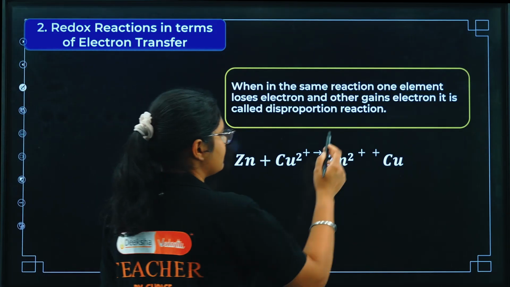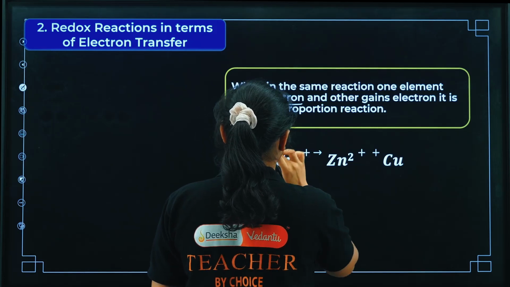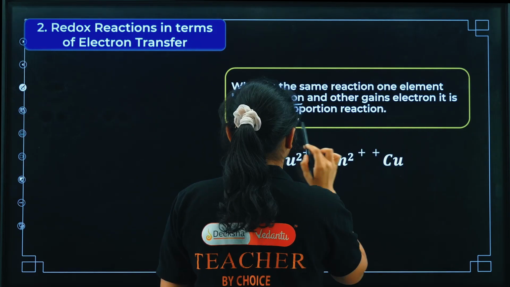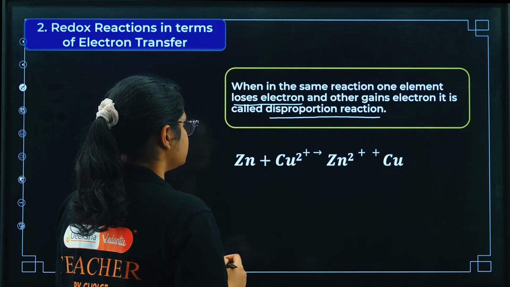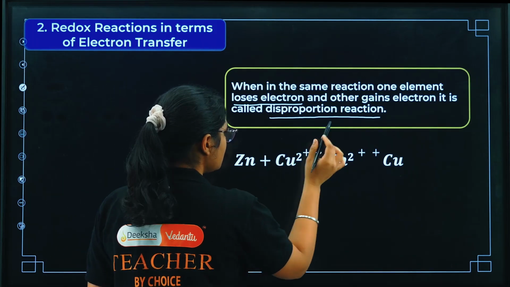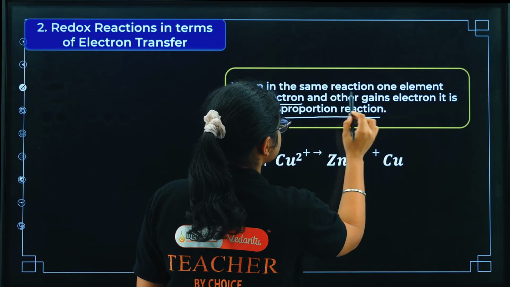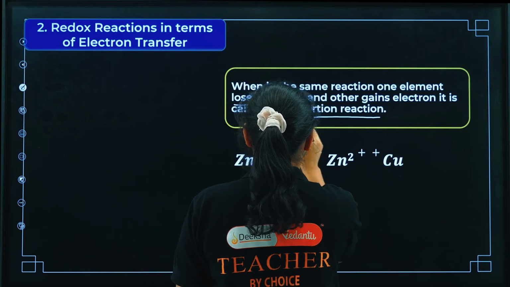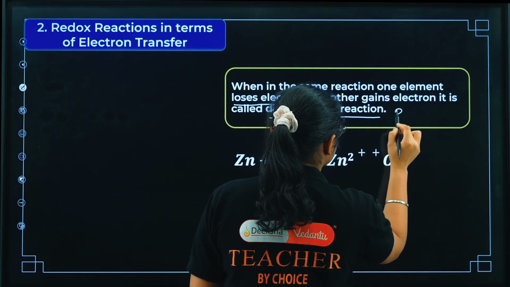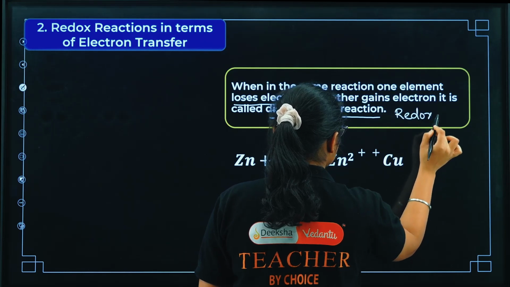Next, coming to redox reactions in terms of electron transfer. When in the same reaction one element loses electrons and the other gains electrons, it is called a redox reaction. There is a small definition error here, as I first called it a disproportionation reaction.